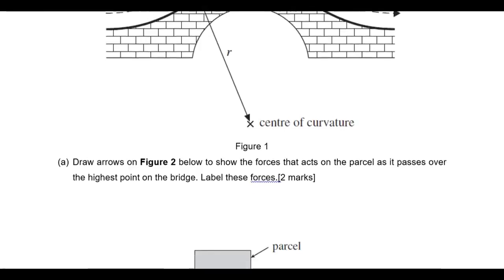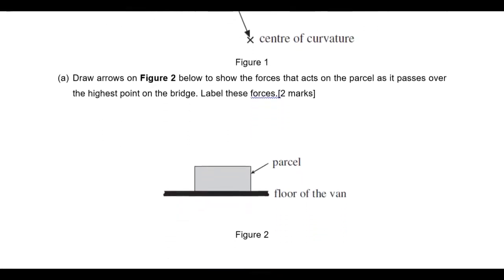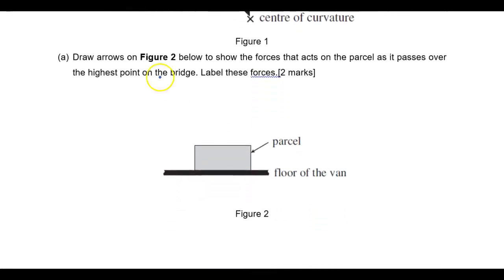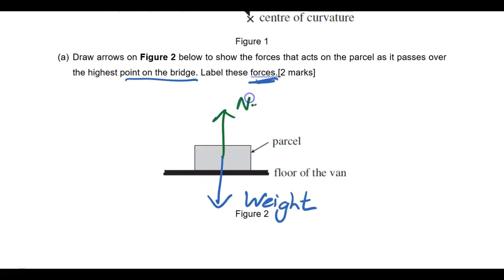You can read the question. So you have to draw the arrows to show the forces acting on the parcel when it passes through the highest point. At the highest point, what are the forces labeled here? So remember the parcel, you have the force of gravity, the weight over here. It's a mass, you have to label it. Don't just put an arrow without putting anything. It's not accepted. And one more force acting is, of course, from the floor of the van. It exerts a normal force. That's it. These two are the answer.